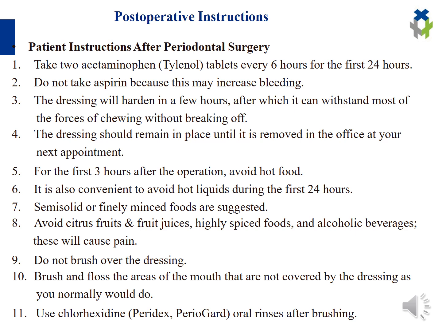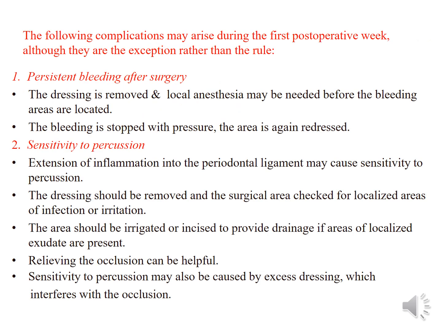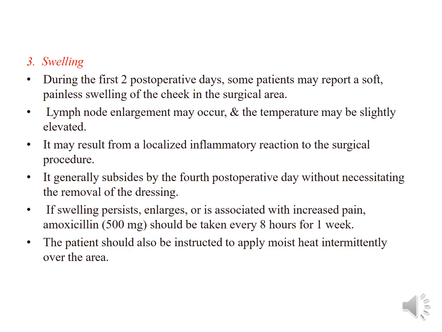Chlorhexidine like Peridex or Perigard can be used. The patient should be instructed to rinse with 0.12% chlorhexidine immediately after surgery and twice daily until normal biofilm control can be resumed. Some of the following complications can occur: persistent bleeding. The dressing is removed, and local anesthesia might be needed before the bleeding area is located. Sensitivity to percussion, like extension of inflammation: the dressing should be removed and the surgical area checked for localization of infection or abscess. Relieving the occlusion can be helpful. Sensitivity to percussion may also be caused by excessive dressing which interferes with occlusion.